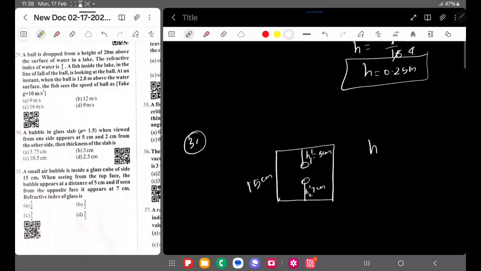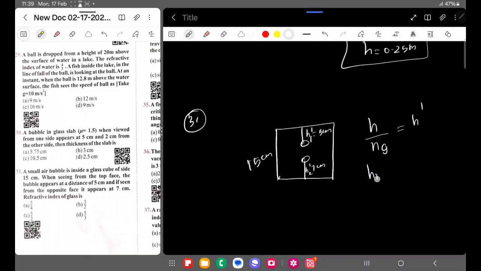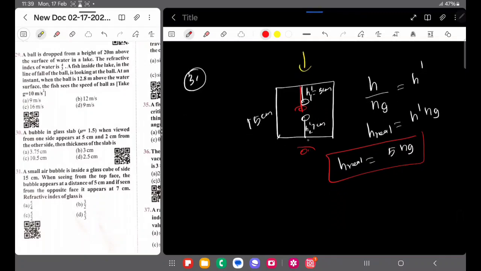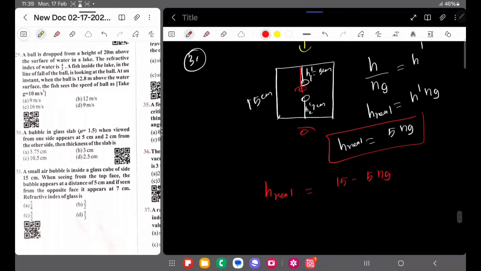We know very clearly the real depth is taken as h. So h real by refractive index of the glass is equal to h apparent. It's a formula we have. So the real depth of the air bubble is h dash into ng. Let us call h dash as 5, ng is an unknown quantity, so it's h real. When we are viewing the air bubble from this side, even though it appears to be at a depth of 5 centimeter, it was originally at a depth of this much. It's h real. So once you get h real, you can get the true depth from the other side also, because we know that the true depth from this side is equal to 15 minus 5 ng. Is it right?